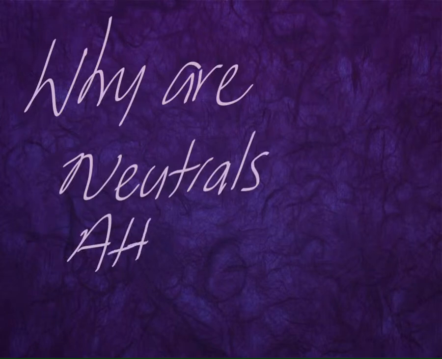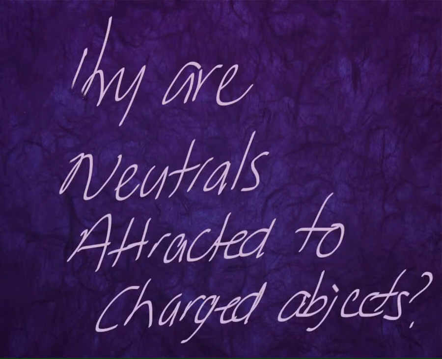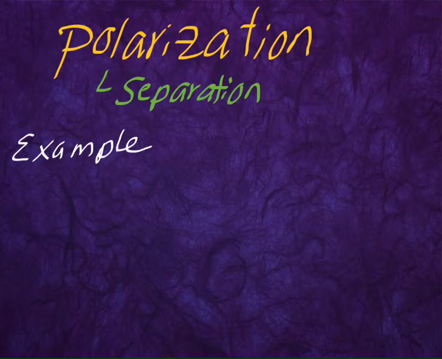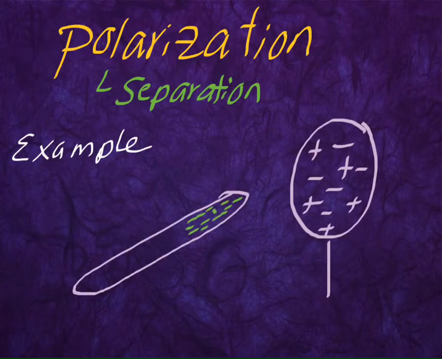Okay, next. Why are neutrals attracted to charged objects? Well, here we go. The answer simply is polarization, which really just means a separation. Here is an example. I have a very neutrally charged balloon. And right here, I have a rod. I probably just took something and rubbed it against the rod, which caused it to have an overall negative charge right here.